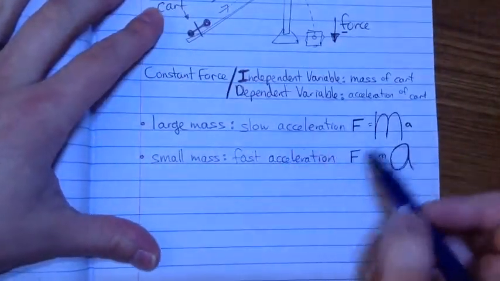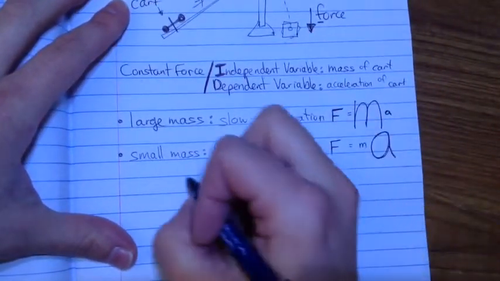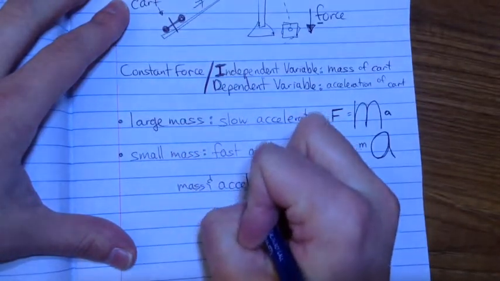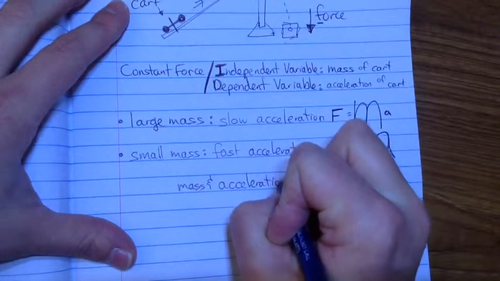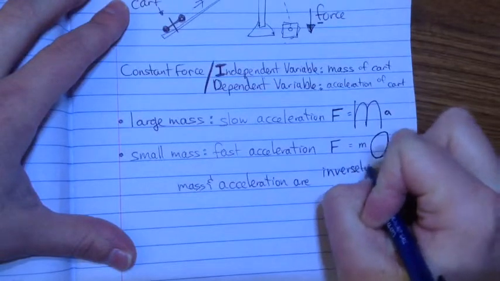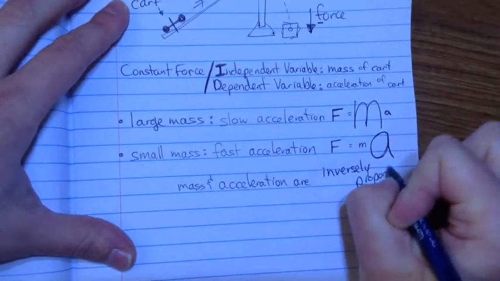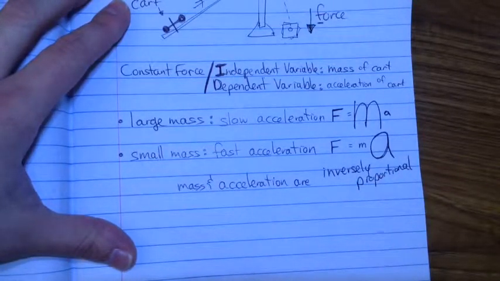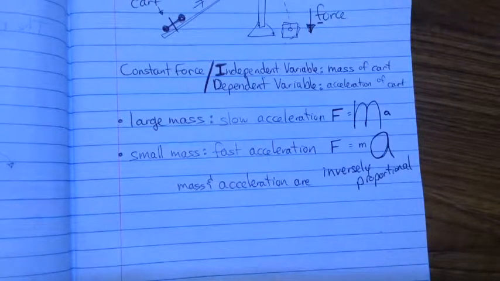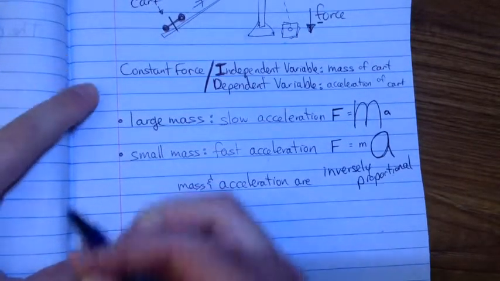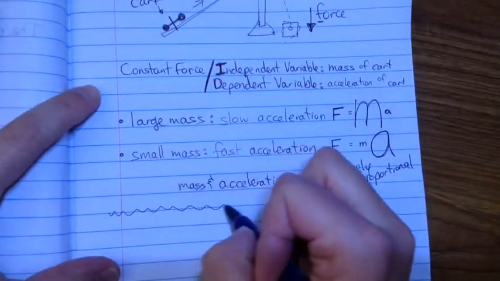So, here we just proved, right there with the demonstration, that mass and acceleration are inversely proportional. Mass and acceleration are inversely proportional. All right? Squiggly line.